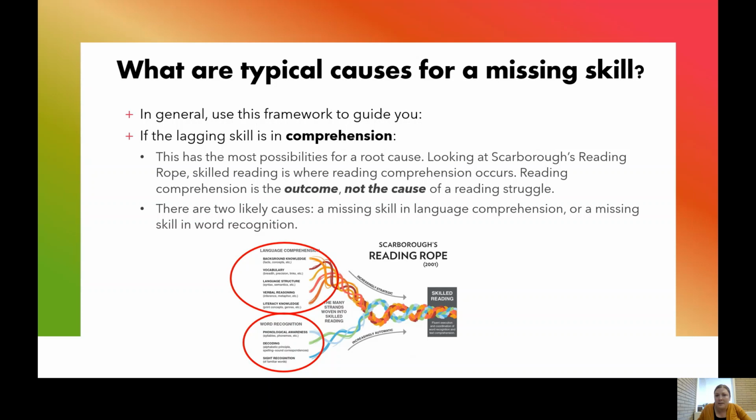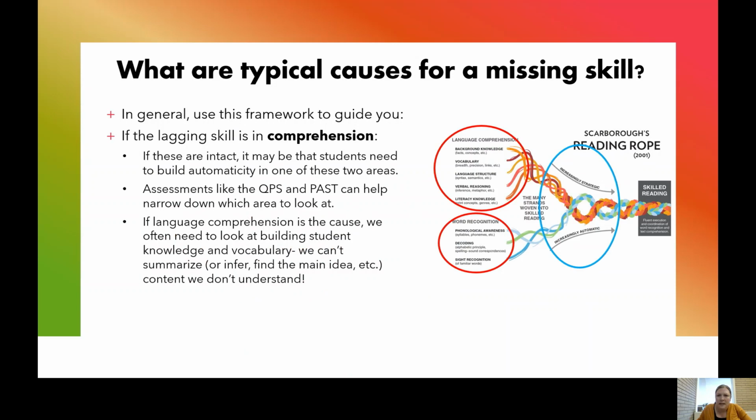If the clue you've noticed is a weakness in comprehension, this has the most possibilities for a root cause and requires the most investigation. Reading comprehension occurs on the right side of the illustration. It is the final outcome of skilled reading. It's not the cause of a reading struggle. Therefore, there are likely two causes for weak comprehension, the two sections on the left side of our rope, language comprehension or word recognition. If you find that the student has these two areas intact, it may be that the automaticity of this knowledge isn't in place yet, the blue circle you see.